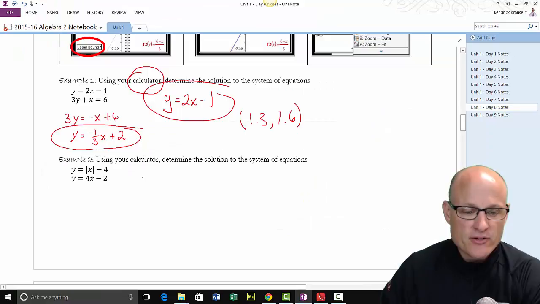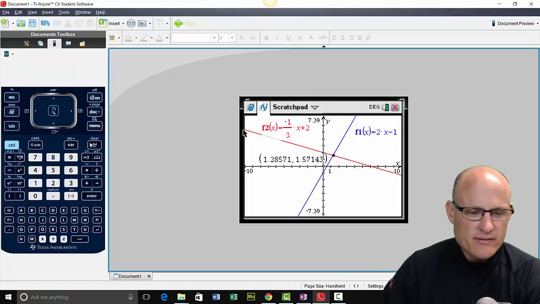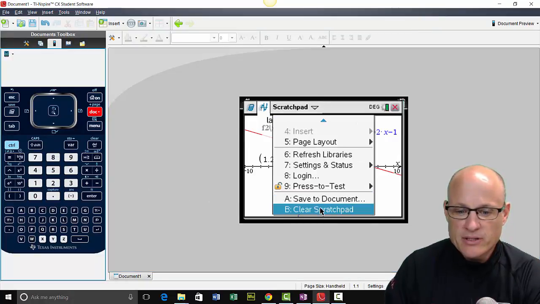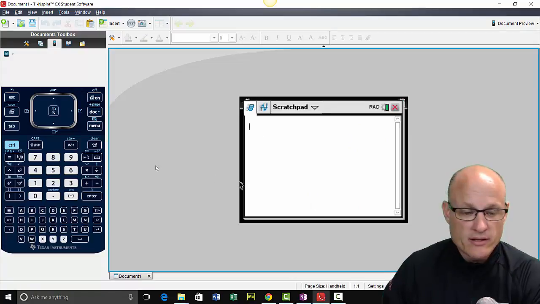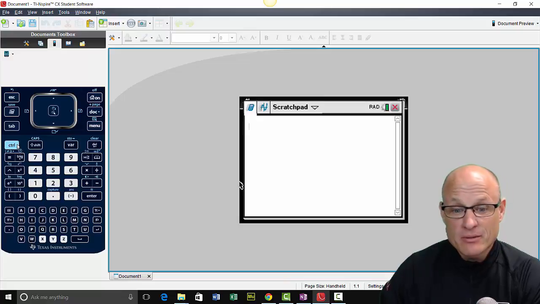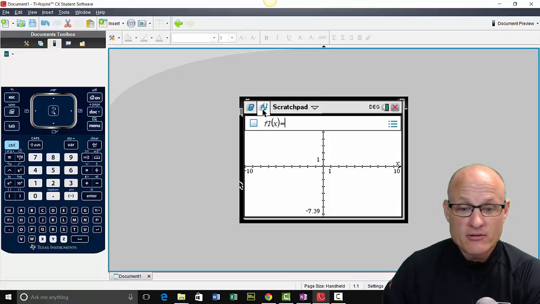All right, let's try this one. Now I forgot, Doc B. Somebody said you can click on Doc B, clear scratch pad. Well, it works now. I don't know why it didn't work the other day. So anyway, I just like hitting the red X, to be completely honest with you. Let's hit the graph. Let's go to the graph.